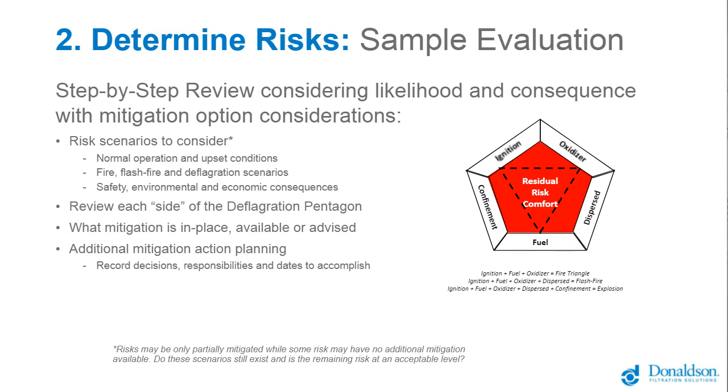Do risks still remain after all sides of the pentagon have been addressed? Or are the residual risks at a tolerable level? If they're not, are additional actions available that could be taken or advised? And as each scenario is profiled, note what risk reduction actions are already in place and then what steps are already planned. These should be well documented, including details of who will be responsible and the timing for implementing each action.